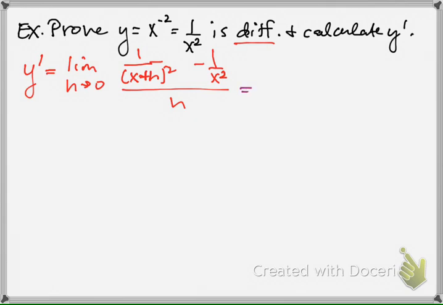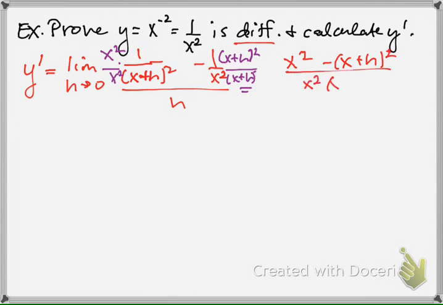We notice that we have to get a common denominator in the numerator. So I multiply this by x squared over x squared and this by x plus h squared over x plus h squared. Sorry, let me erase that. Then we get x squared minus x plus h squared, all over x squared times x plus h squared, over h. I'm not going to continue to write that limit, but until we take it, know that the limit is still there.